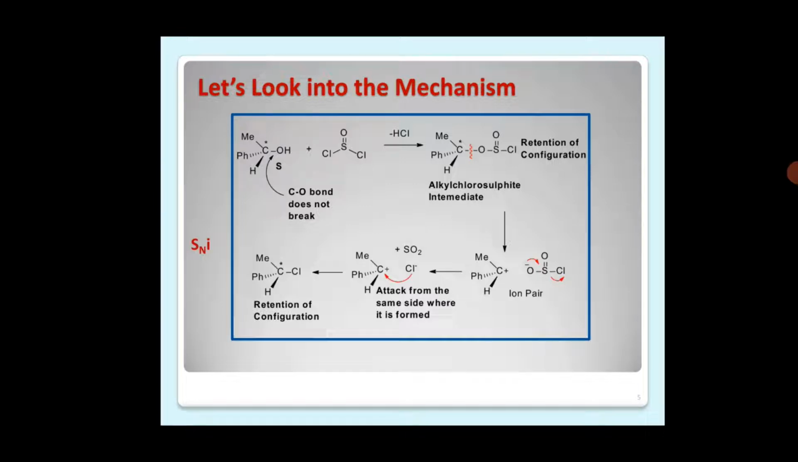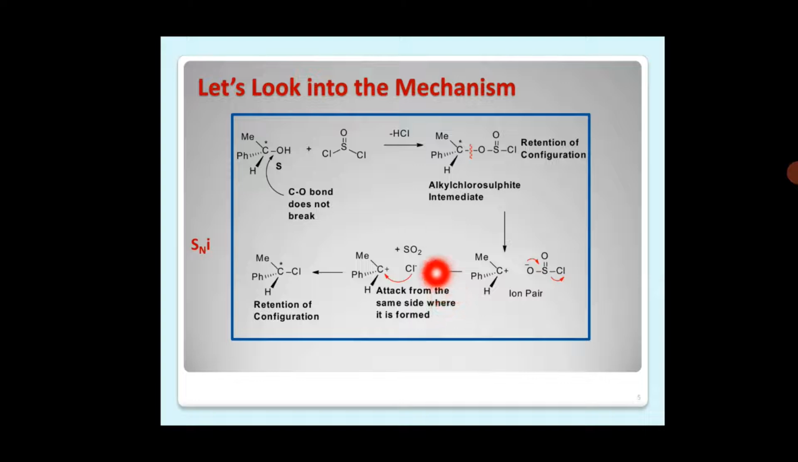Further, the intermediate breaks down into the ion pair, PhMeCH plus and SO2Cl minus. SO2Cl minus further dissociates into sulfur dioxide, a neutral molecule, and Cl minus, which will now act as a nucleophile. Now the question is, from where will this nucleophile attack? Will it attack from this side, or will it attack from the back, leading to SN2 reaction?